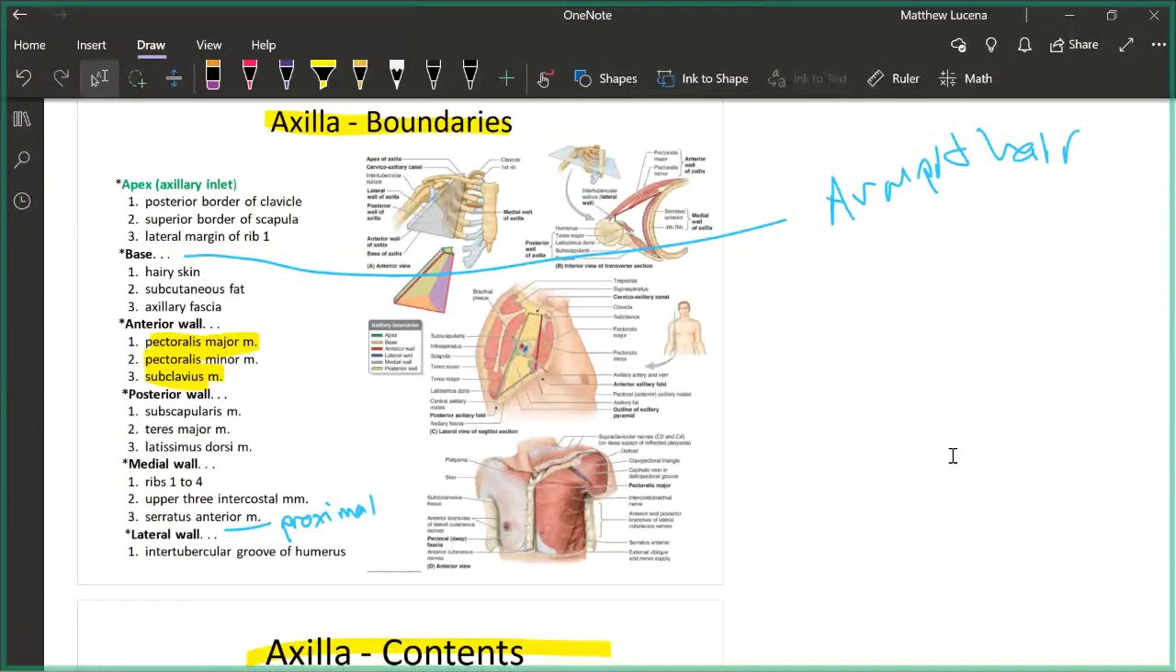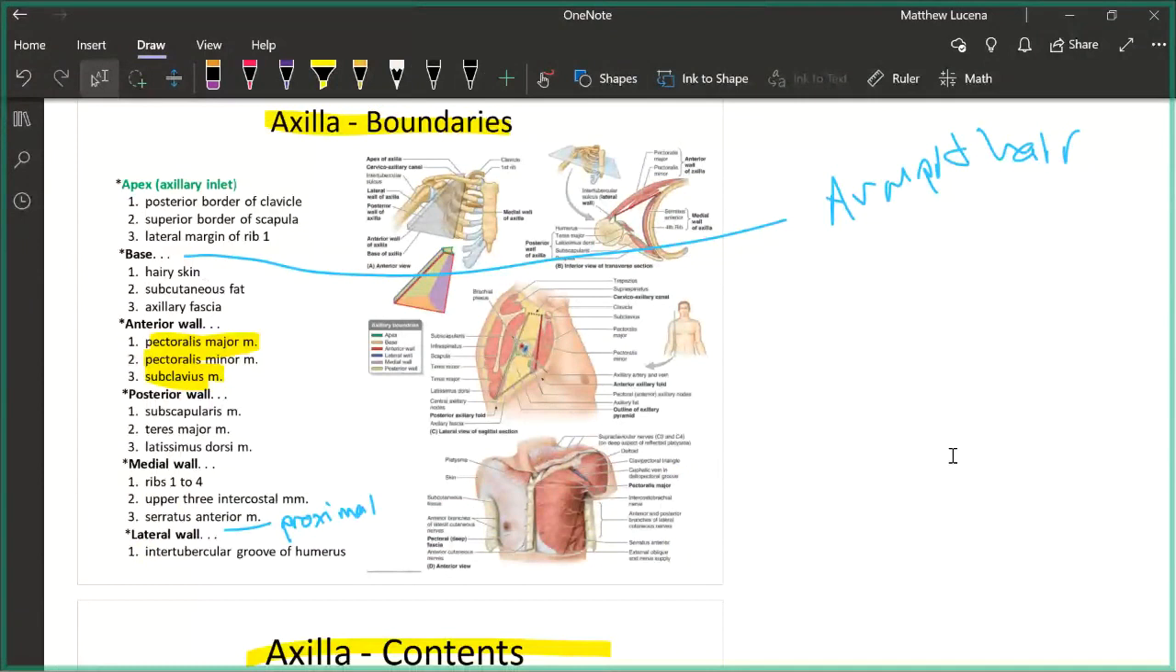Okay, and then let's see here. The medial wall is the next thing. I should have shared my screen. But okay, the medial wall is ribs 1 through 4, and then the upper 3 intercostal muscles and serratus anterior. Then the lateral wall would be the intertubercular groove.